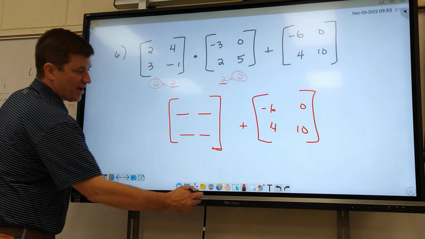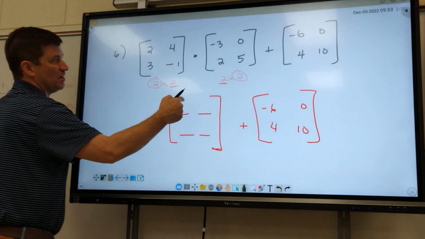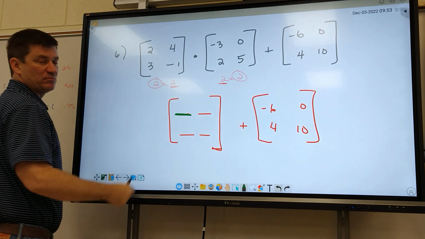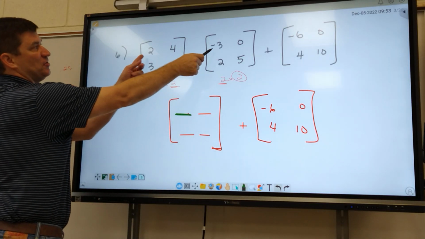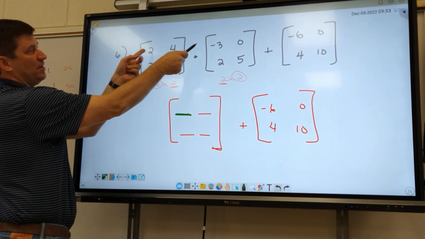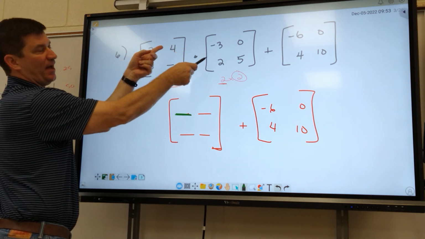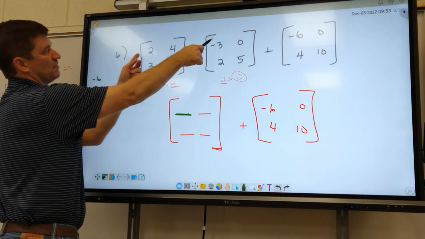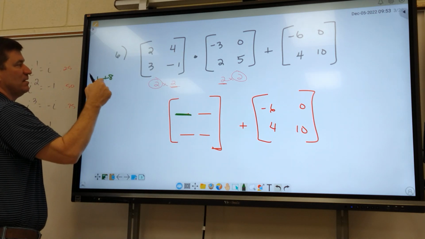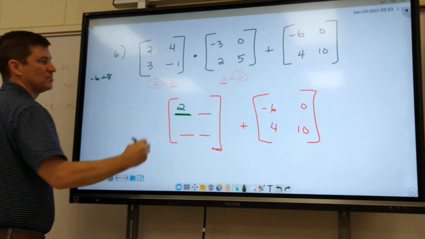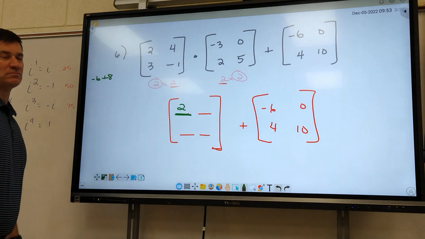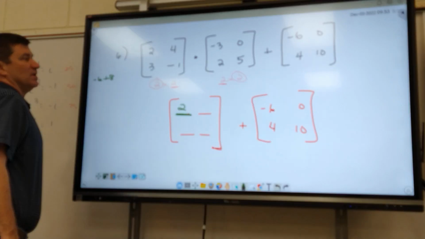All right, so we're going to find the first number right here. When you multiply to find this first number, you're going to take the first row and the first column. You're going to multiply these two together, and then you're going to multiply these two together. As I move over, I move down, like that. So 2 times negative 3 is negative 6. 4 times 2 is 8. Add them up, you get 2. And again, if you don't want to show this step, I don't care.